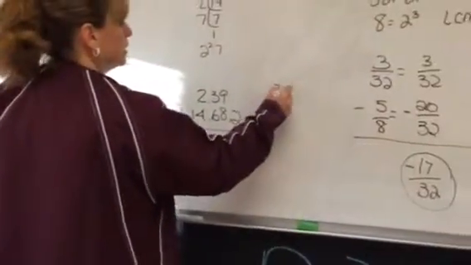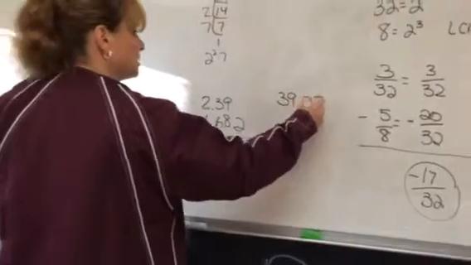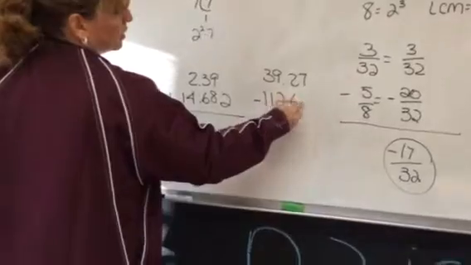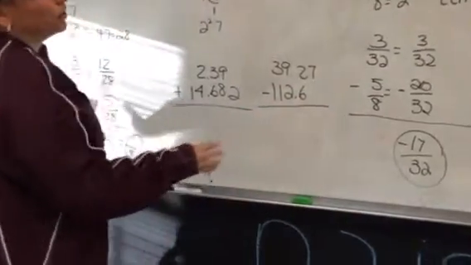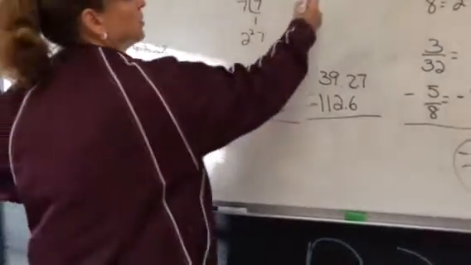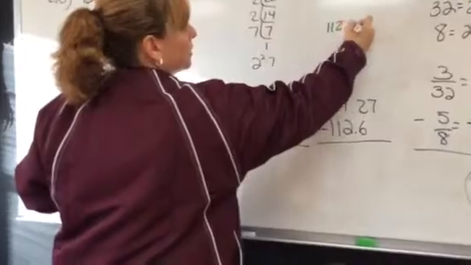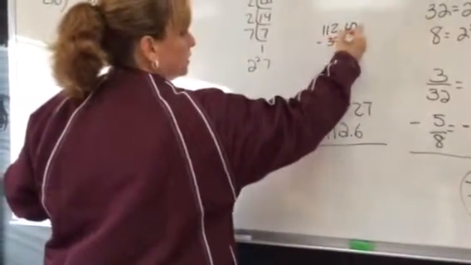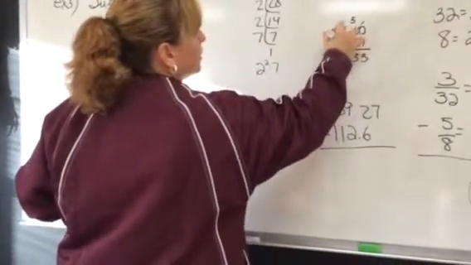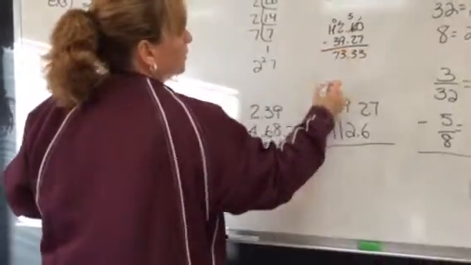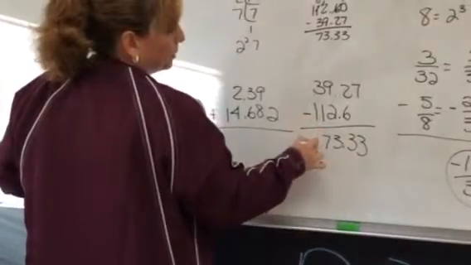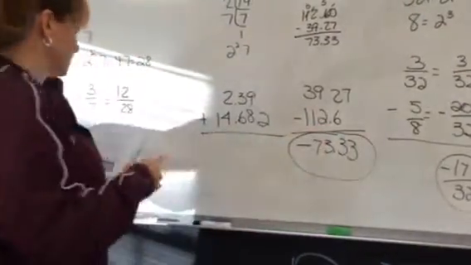In this case, 39.27 minus 112.6. Okay, what do we do here? Well, you're going to take the difference of 112.6 and 39.27. So I'm going to get 5, 3, 3, 0, 3, 7. So this is going to be 73.33, but the bigger number is negative. So the answer is going to be negative.